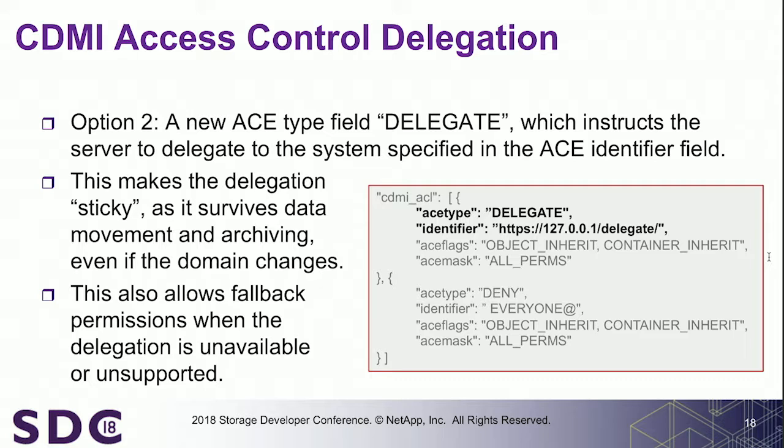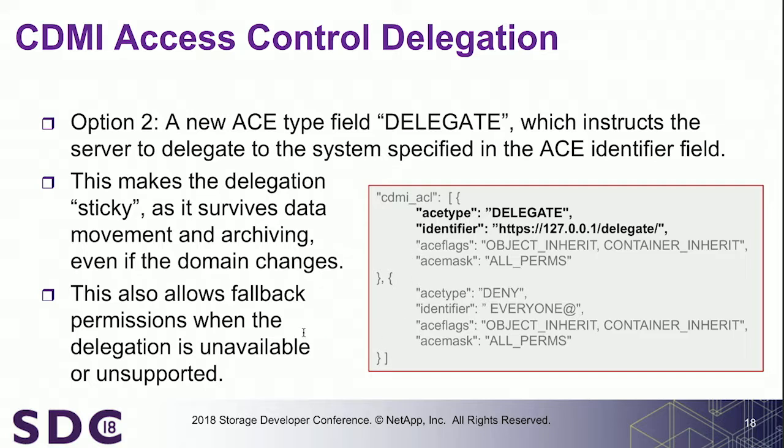The first thing is it's sticky to the object. So as this moves around from system to system to system, the delegation is preserved. And in any system that preserves ACLs. And even with archiving, even if the domain changes. So this makes it very, very flexible.